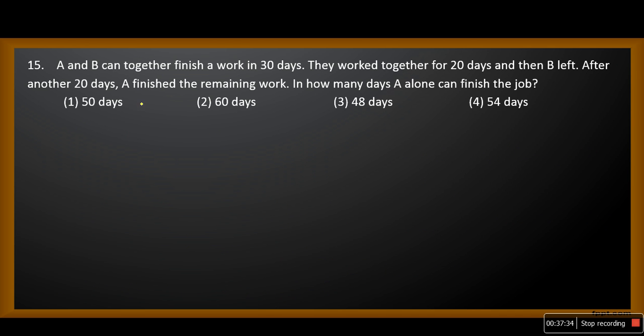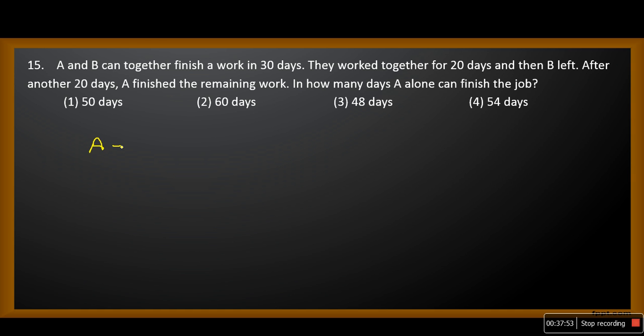A and B can together finish a work in 30 days. They worked together for 20 days and then B left. After that, A finished the remaining work. In how many days can A alone finish the job? Now listen carefully to how logically you can solve this question.